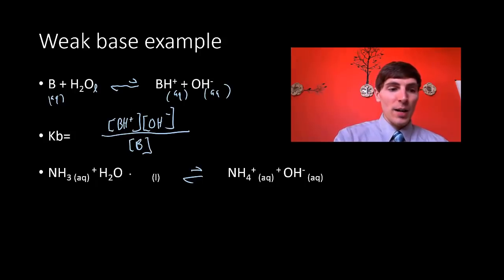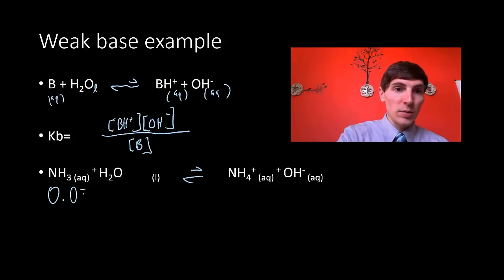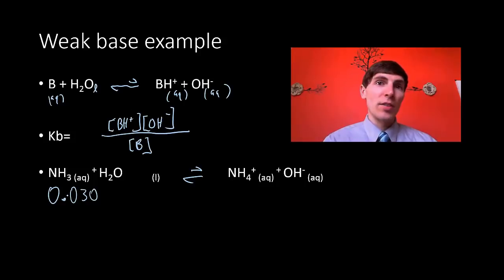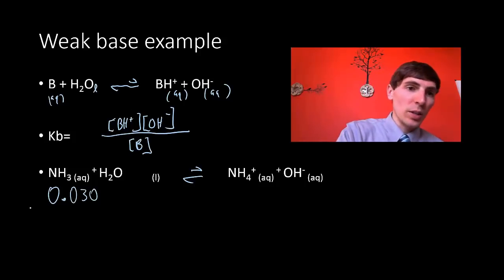And I'm going to give you a value. Let's pretend that I dissolve 0.030. Now, because this is a weak base, this is not going to dissolve very much. Yes, this number would go down a little bit, which would throw off your equilibrium, your Kb calculation. However, because it dissolves so little, we're going to assume it's fairly constant. Okay, so assume constant.